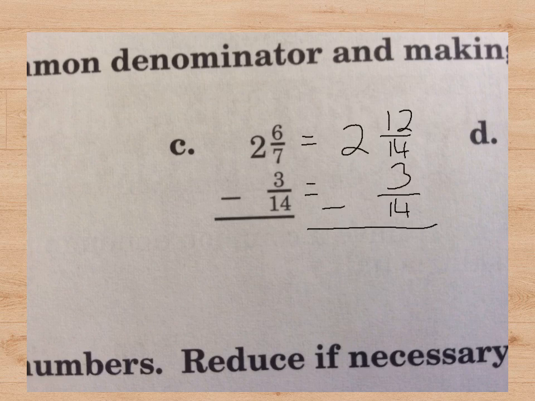And now we can subtract. 12 minus 3 is 9. Keep the 14 as our denominator. The 2 comes down here. That can't be reduced, so we are done. 2 and 9/14.